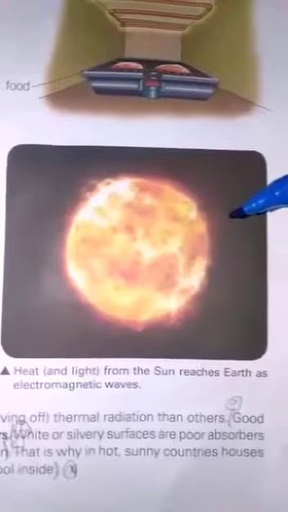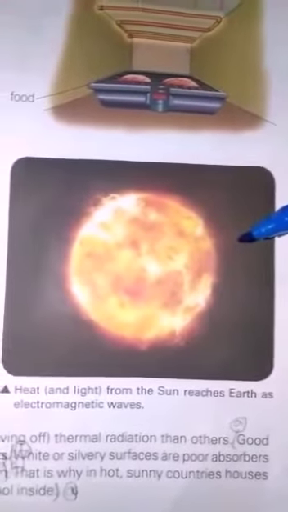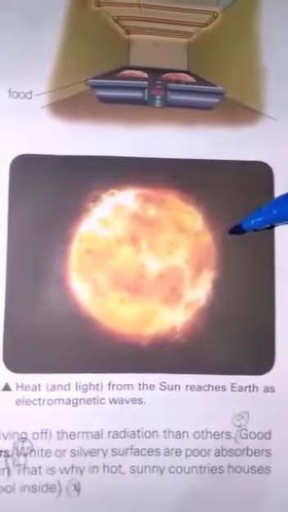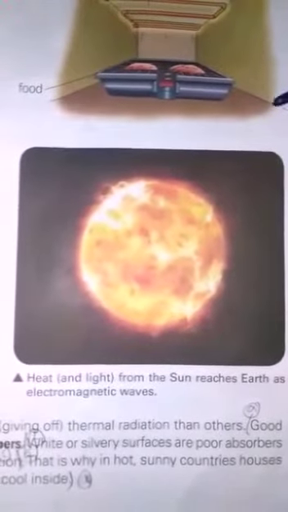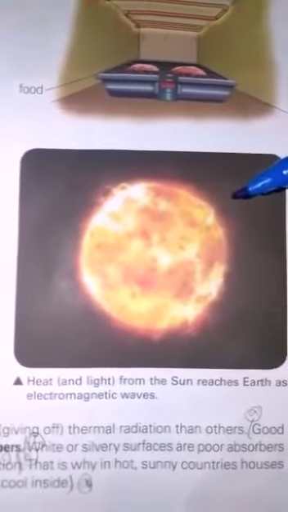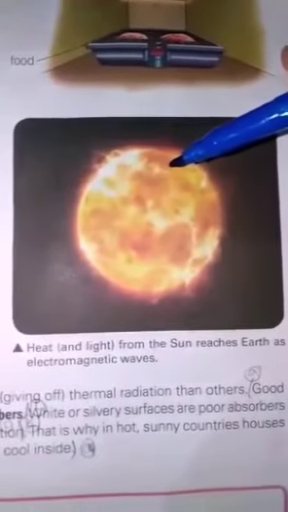The sun is the biggest source of heat and light energy. The heat and light from the sun reach the earth as electromagnetic waves. There is also a vacuum between the sun and the earth in space, and the heat of the sun reaches the earth in the form of electromagnetic waves. That is by the process of radiation, not by conduction and convection, because conduction and convection involve particles. In radiation, no particles are involved. That's why the heat energy of the sun travels through the vacuum and reaches the earth.